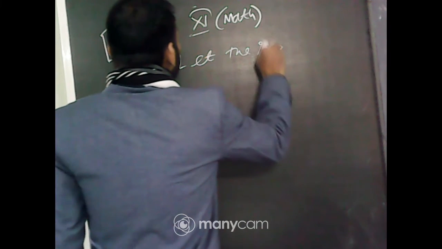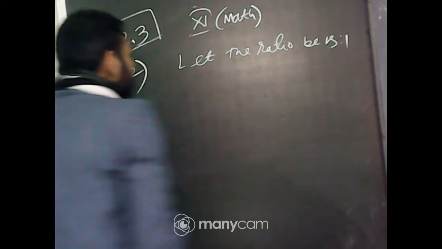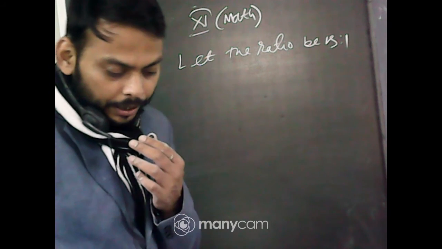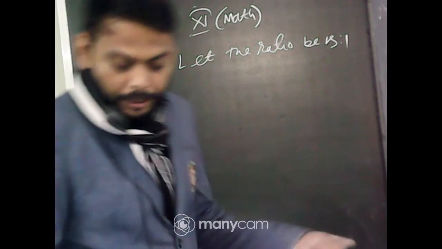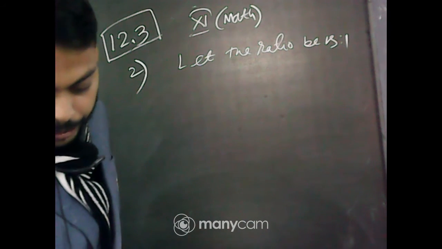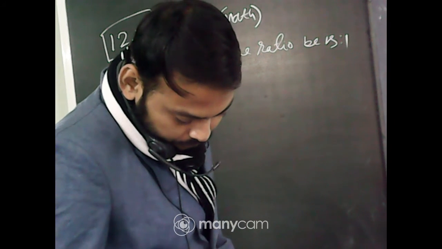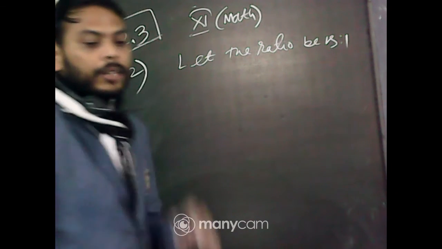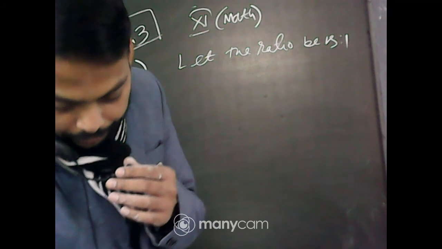Yes, let the ratio be K:1, in which Q divides PR. Now use the formula for internal division on P and R.